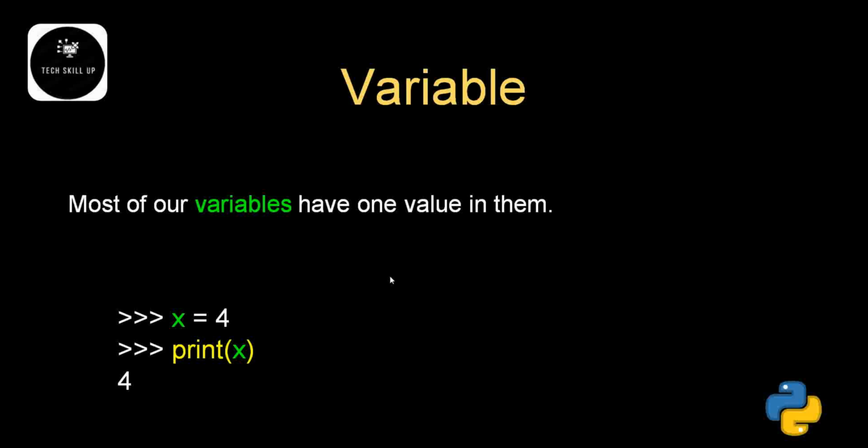Before going to see the list, first we can see what is a variable. Most of our variables have one value in them. That means if you have a variable, then you can store only a single value in it. If you want to store multiple values under one variable, it's not possible with a variable.